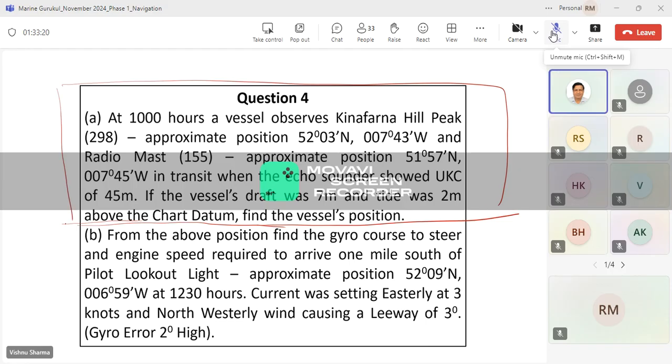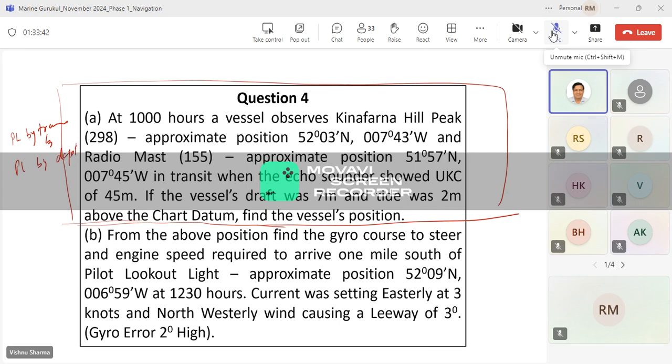Depth contour. Depth contour, okay. Will depth contour give me the position? PL. No, sir. Which PL? Sir, PL transit. So you're saying PL by transit bearing, and second PL by depth contour.